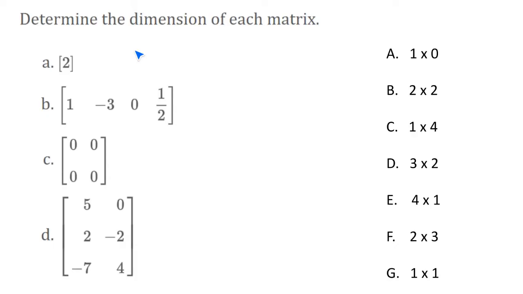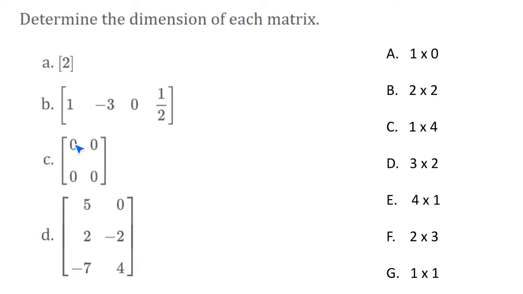Okay. And then the letter B, you have this matrix. How many rows do you have? Well, we only have 1 row. And how many columns do we have? We have 1, 2, 3, 4 columns. So this is a 1 by 4, so that would be letter C. Okay, so I'll let you try letter D on your own here.